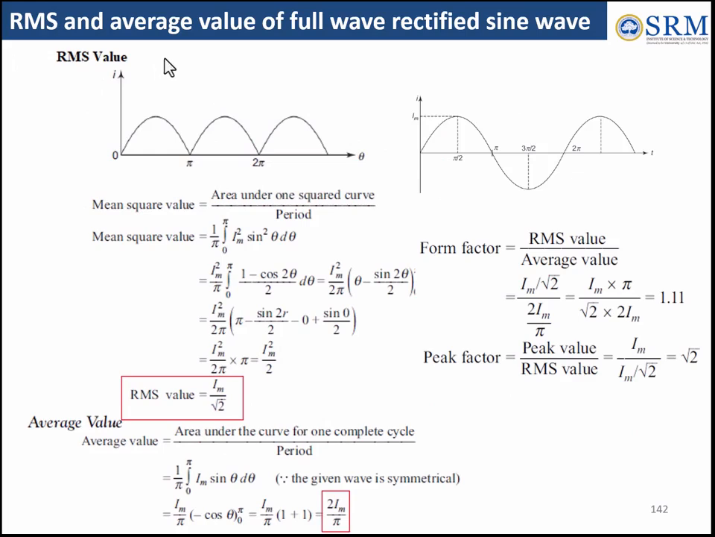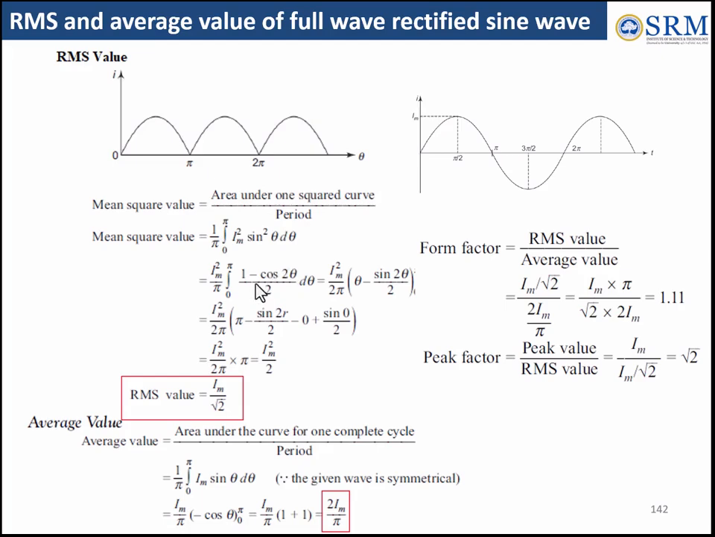Now let's see the RMS and average value of the full wave rectified sine wave. This is the sinusoidal wave that we know well. The full wave rectified sine wave is one where both the positive and negative cycles are rectified, which is nothing but the full wave rectifier output. To find the RMS, first we find the mean square value, which is the area under the squared curve divided by the period. But since each cycle is rectified, we take the total period as pi. So 1 by pi integral 0 to pi of I square d theta. I square is Im square sine square theta d theta.